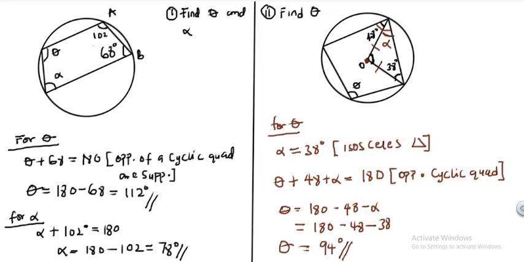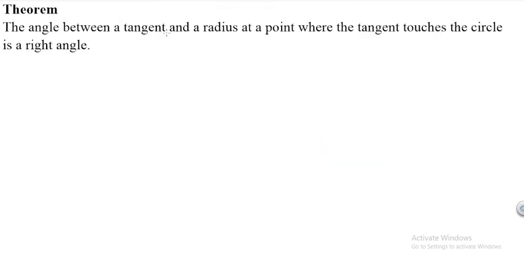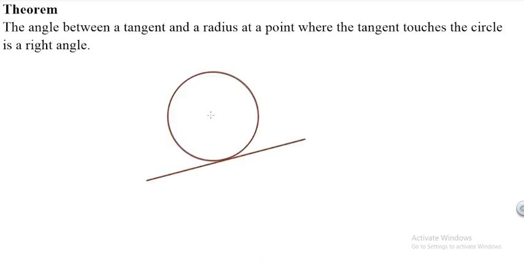Now, this is simply it for this theorem. Let's look into the next theorem. For the next theorem, we are told that the angle between a tangent and a radius at the point where the tangent touches the circle is a right angle. What this theorem simply says is that, say you have a circle, and let's say this is the center of the circle. If you have the radius of a circle drawn from this point to the point where the tangent makes contact with the circle, this angle here is a 90-degree angle. So that's what this theorem is simply saying.